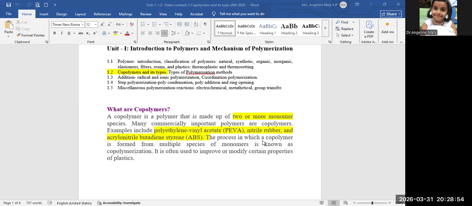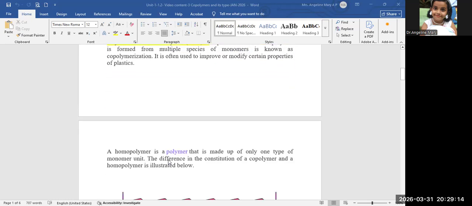The process in which a copolymer is formed from multiple species of monomer is known as copolymerization. It is also often used to improve or modify certain properties of plastics. So ordinary plastics can be modified by converting them into a copolymer.